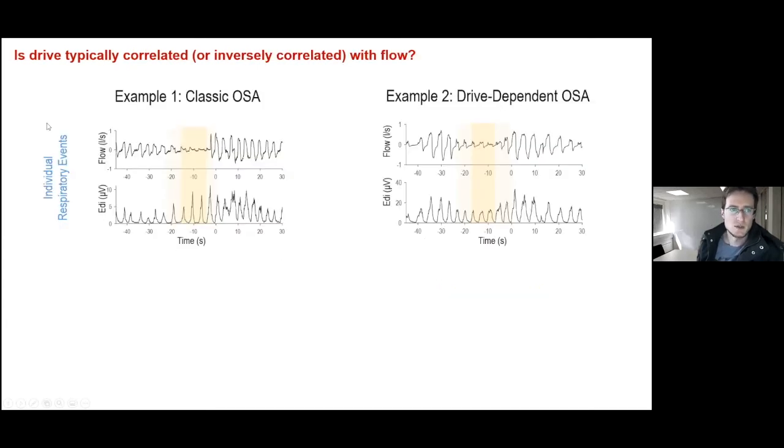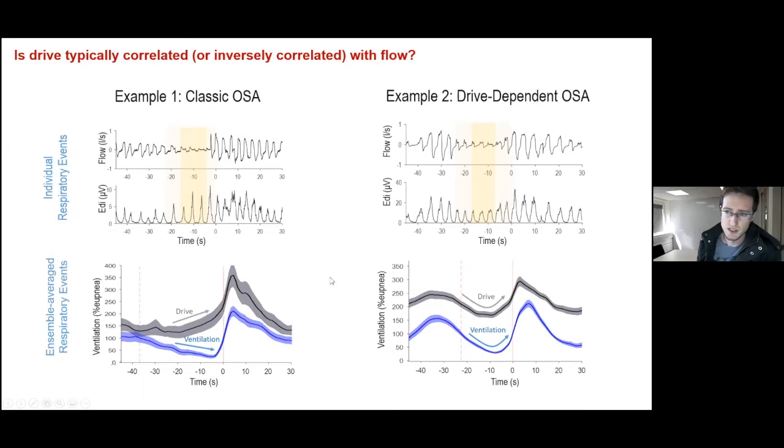So the next question was, is drive typically correlated versus inversely correlated with flow? So if a drive-dependent model was dominant, you would expect that the fall in flow would be related to, in a time sense, the fall in drive. Now, we didn't really want to do this on individual events because drive bounces around a bit. It's a little bit of a noisy signal. So to deal with this, we did ensemble averaging.